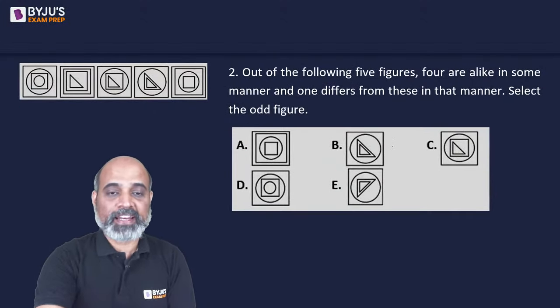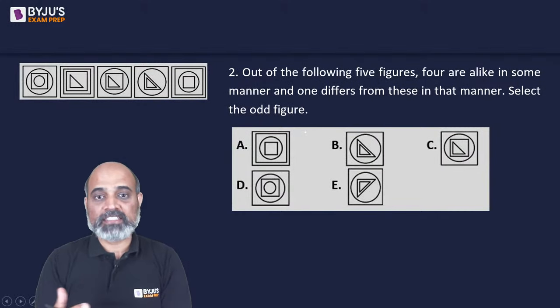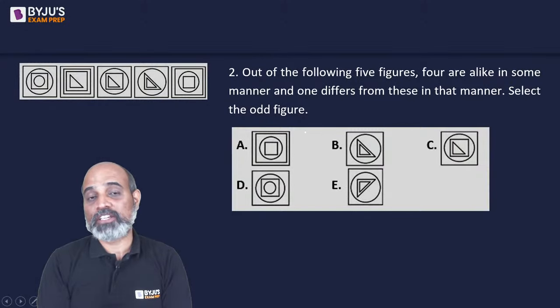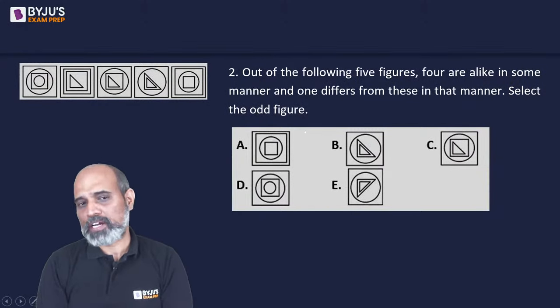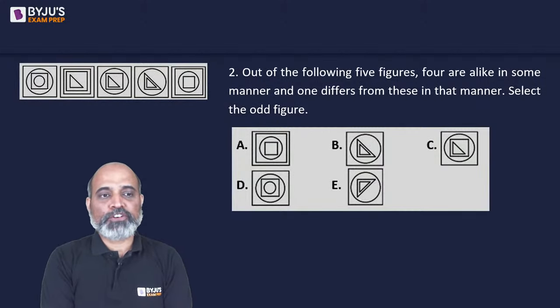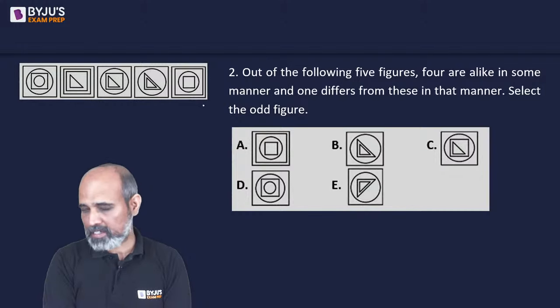Okay, the next one. Out of the following 5 figures, 4 are alike in some manner and one of them differs from these in that manner. Select the odd figure. So we need to find the odd one out here. If you look at the first figure, we have a circle, square, and then a circle. The next figure, we have a square, square, and a triangle. The next one, we have a circle, square, and a triangle. The next one, we have circle, triangle, triangle. We have square, circle, and then again a square.